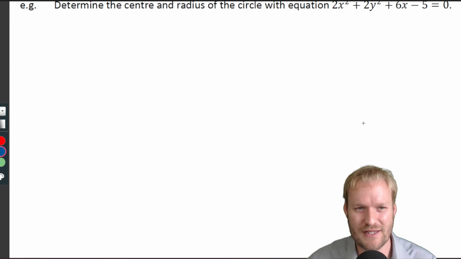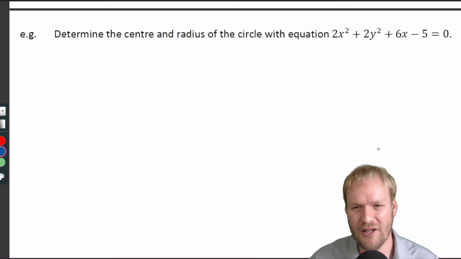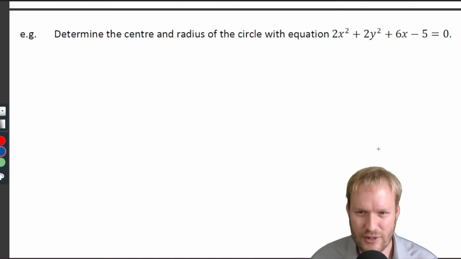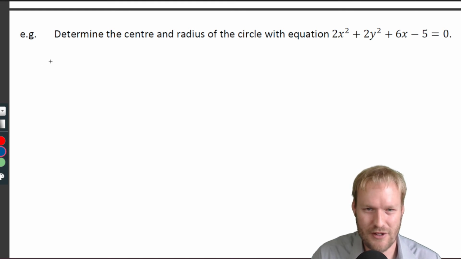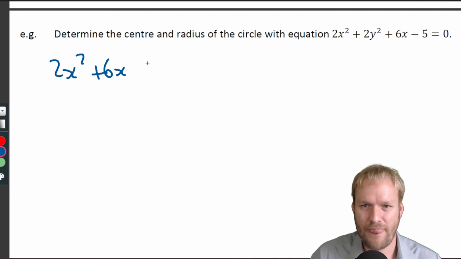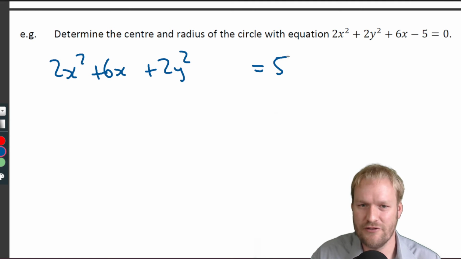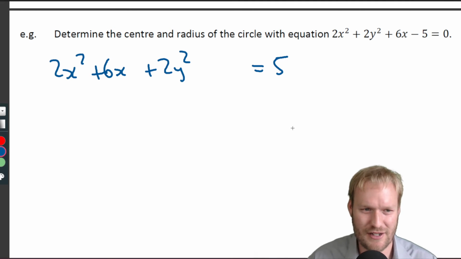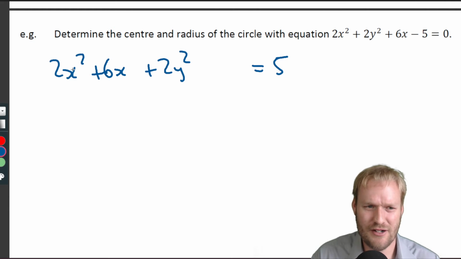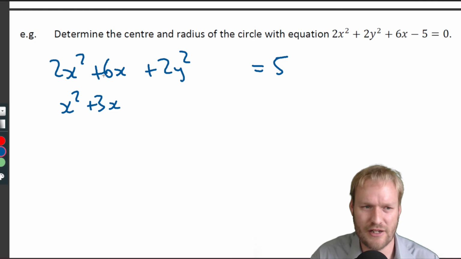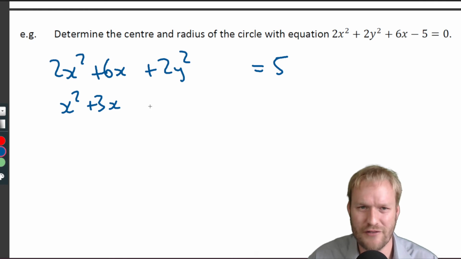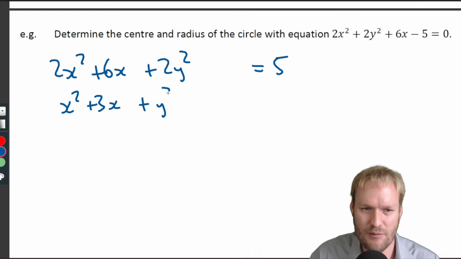Okay, determine the center and radius of the circle. In other words, keep completing the square, complete the square, complete the square. So 2x squared plus 6x plus 2y squared. I'm going to just put this equals 5 on the other side because we don't need it just yet. Okay, 2x squared. Well, we need to divide everything by 2 because we're always going to make sure that we don't have a coefficient of x squared or of y squared. Plus y squared equals 5.